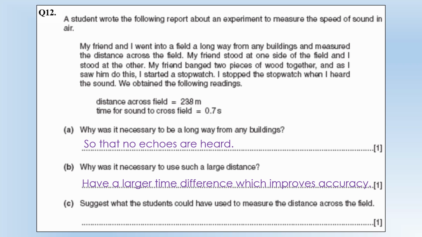Say our time was going to be 0.1 seconds, timing that accurately is very difficult. If we're doing something close to a second, we can actually reasonably time that accurately. Suggest what the students could have used to measure the distance. A tape measure, a very long one, or a trundle wheel would also have worked.